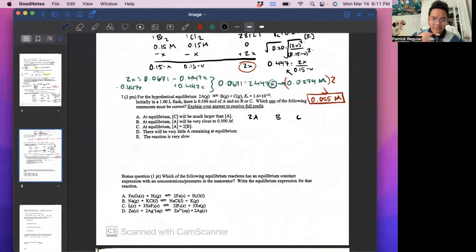Okay. So if we write this out, let's draw our hypothetical ICE table again. If we have a 1 liter flask where there's 0.5 moles of A and no B or C, our concentration of A is 0.5 moles over 1 liter. That's just 0.5 molarity. If we were to draw the change in the ICE table, that's going to be minus 2x because of our coefficient of 2, plus x, and the equilibrium is 0.5 minus 2x.